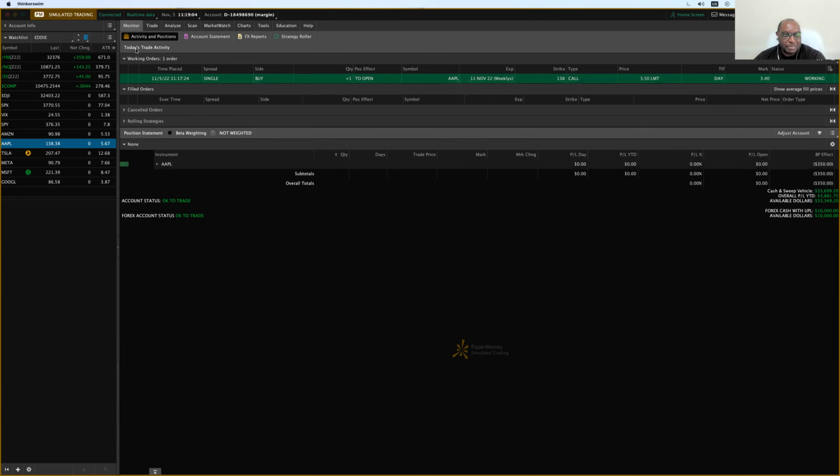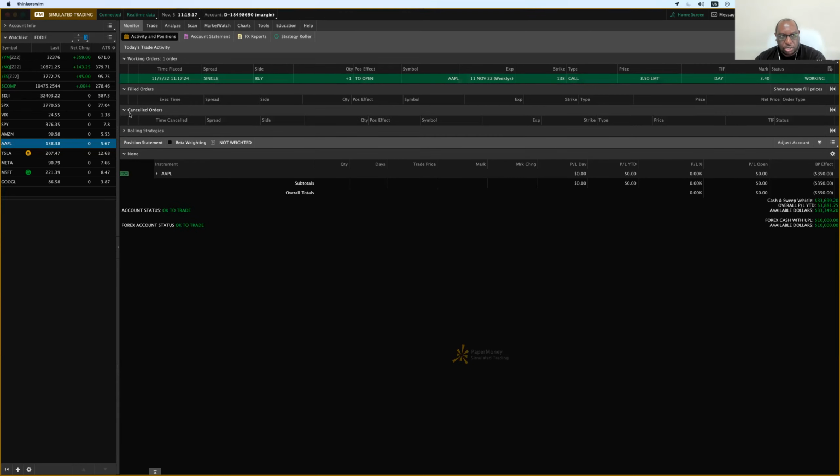It works. So once it is in working orders, then what happens? Once it gets filled, it goes into the filled orders. And if you cancel the order for any reason, then it will go into the canceled orders. Right? Pretty simple stuff. Sorry, if you entered it just the way we did, it's only going to go in the filled orders, and there's nothing else in the working orders.